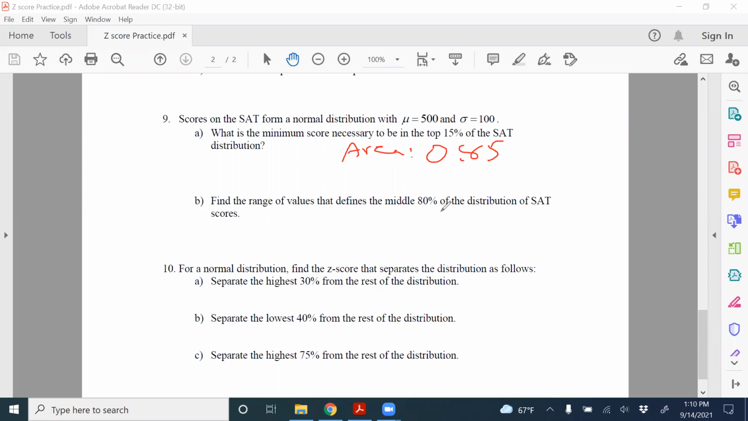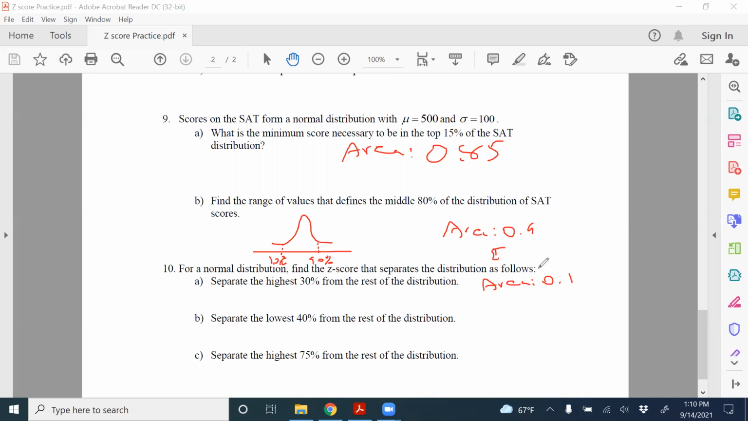For the middle 80%, you have to get a little creative with this one. The middle 80% means you want to be between the 10th percentile and the 90th percentile. So you do area as 0.9, but also you're going to do area as 0.1. You're going to share both of those numbers, and that'll give you the range of scores.